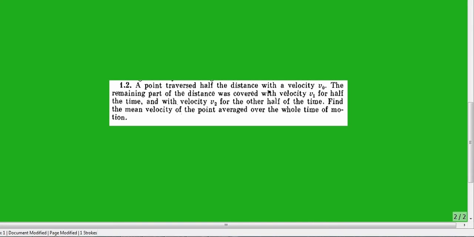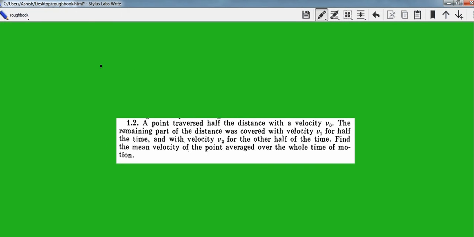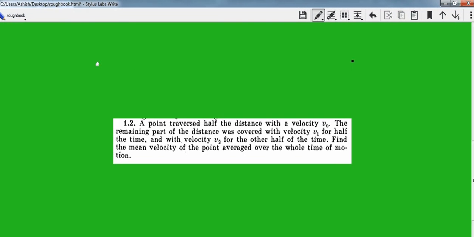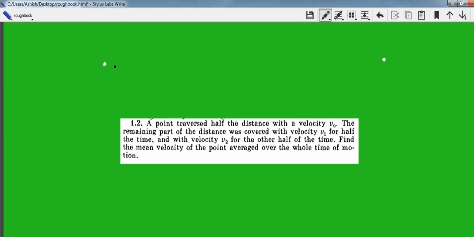So we have a situation in which a point traversed half the distance with velocity v0, the remaining part of the distance was covered with velocity v1 for half the time and with velocity v2 for the other half of the time. Find the mean velocity of the point averaged over the whole time of motion. So suppose these are the ends of this circuit, the total distance the particle covered.